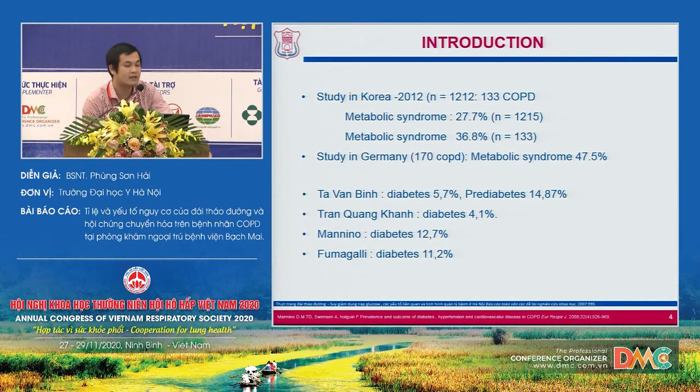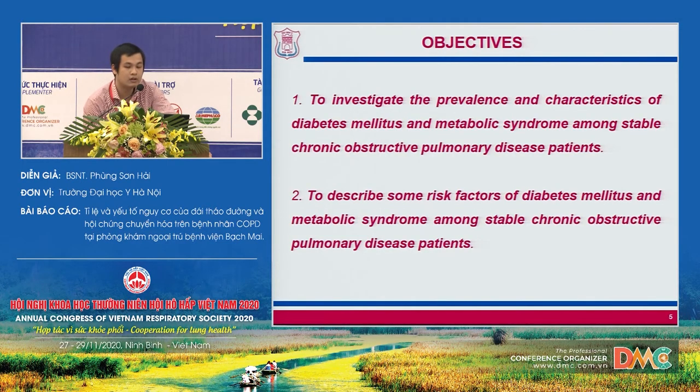diseases. So these are the studies about metabolic syndrome and diabetes with COPD in the world and in Vietnam: in Korea, in Germany, and in Vietnam, the research of Tạ Văn Bình and Trần Quang Khánh. Due to the limits of the literature, we decided to conduct this study with two specific objectives. Number one, to investigate the prevalence and characteristics of diabetes mellitus and metabolic syndrome among chronic obstructive pulmonary disease patients. Number two, to describe some risk factors of diabetes mellitus and metabolic syndrome among chronic obstructive pulmonary disease patients.